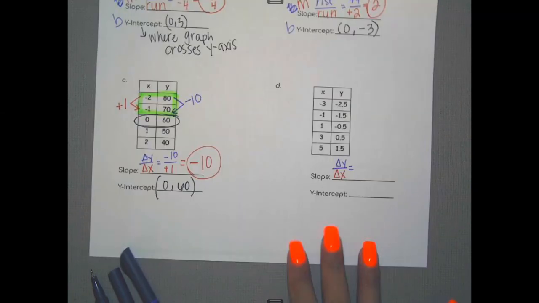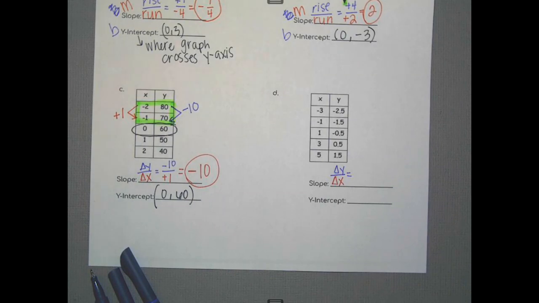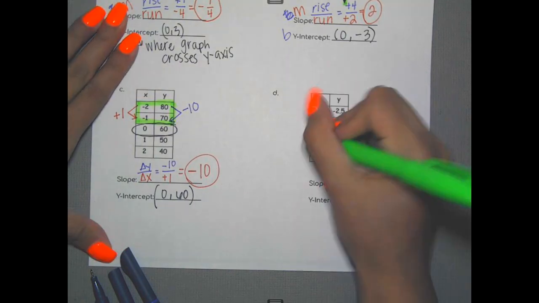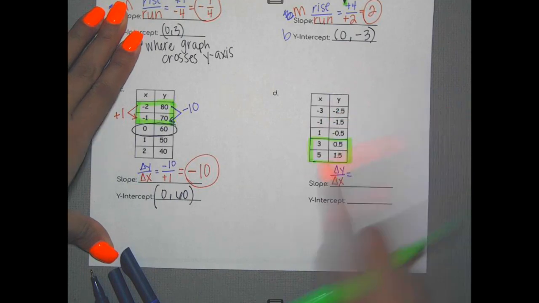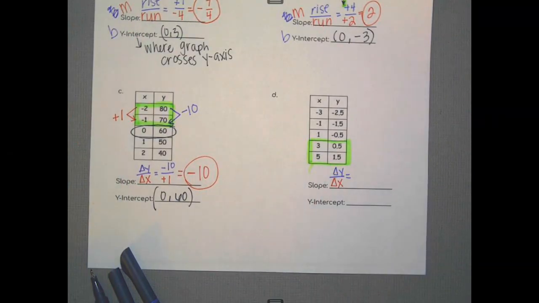Now, the 2 that I'm going to pick on table D, I'm actually going to pick the bottom 2. And the reason I'm doing that is because those are all positive numbers. And personally, I prefer positive numbers, so that's why I'm picking those 2. I'm going to get the same slope no matter which data points I pick, as long as they're consecutive or as long as they're in a row.